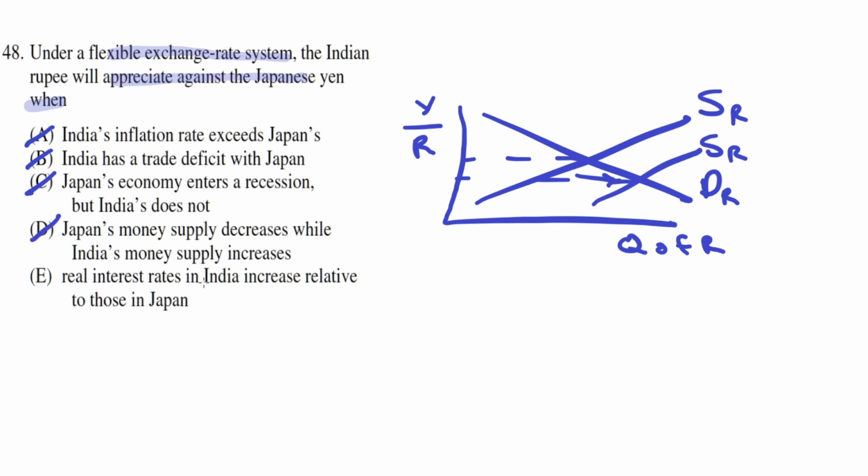E. Real interest rates in India increase relative to those in Japan. This is the correct answer because the country that has the higher interest rate will have a currency that will appreciate compared to the other currency. So because India in this case has the higher real interest rate, their currency will appreciate relative to Japan's. So E is the correct answer.